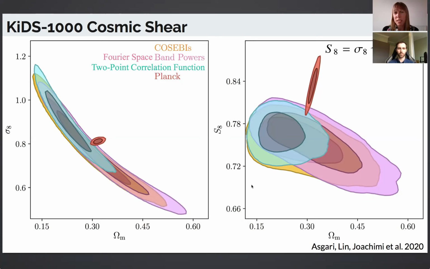And it's interesting that Planck is measuring this at high redshift and we're measuring something at low redshift. So there could be something strange going on there.